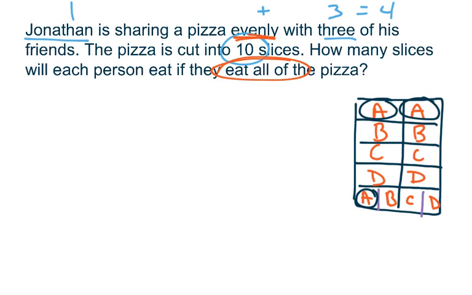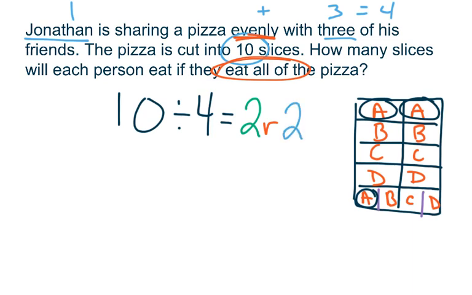But let me think about that in terms of division. I can set up my division problem as 10 divided by 4 because they're sharing it with 4 people. When I divide, 4 goes into 10 2 times. 4 times 2 gives me 8, which leaves me with the remainder of 2 more.